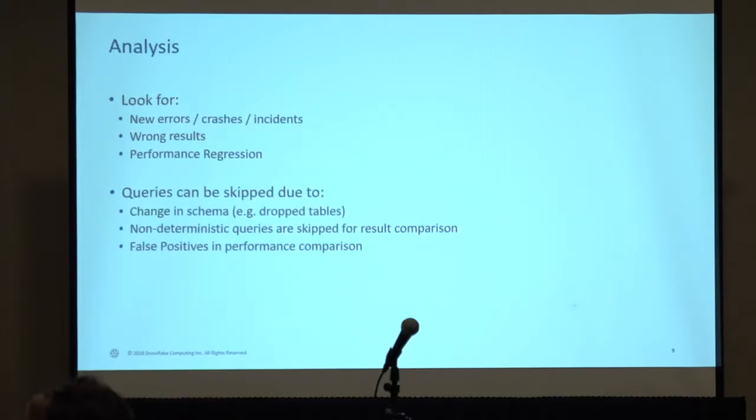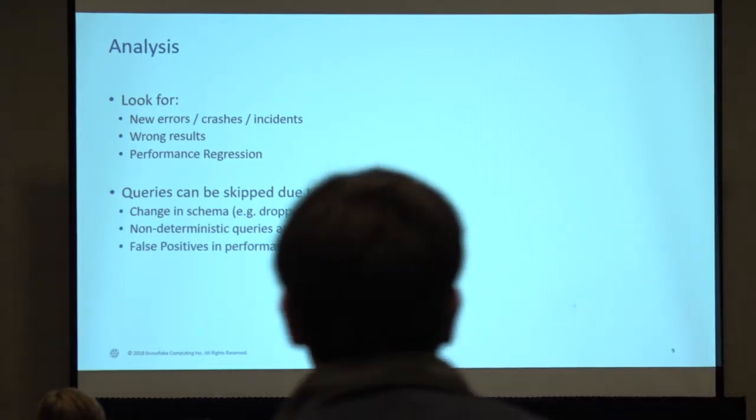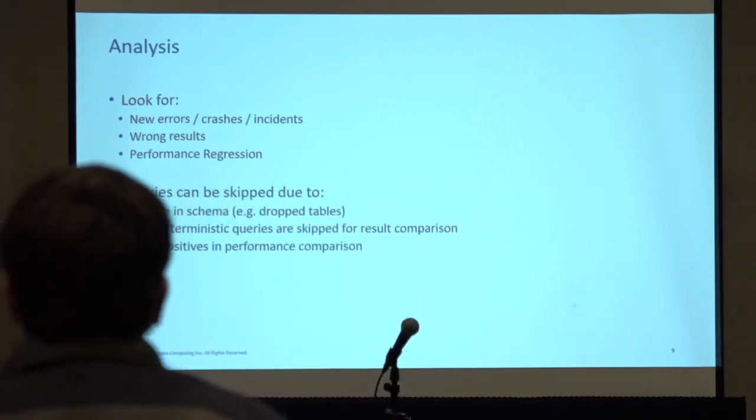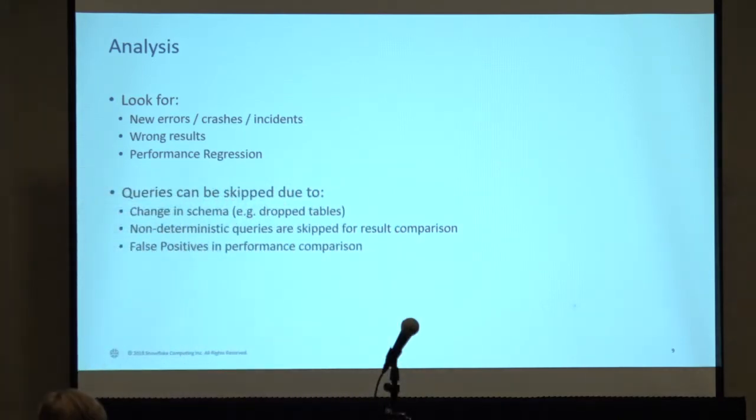So after the runs are finished, Snowtrail does analysis. There's 3 main categories of analysis. We look for new errors, crashes, and incidents. We look for wrong results, and we also look for performance regression. So before we generate this analysis, we need to skip the queries that cannot be used for the analysis.